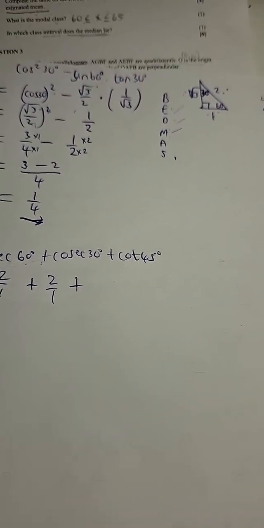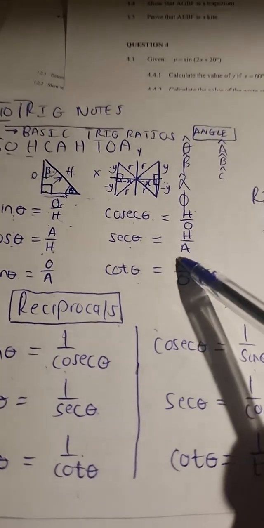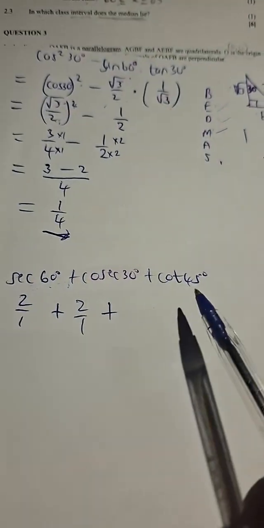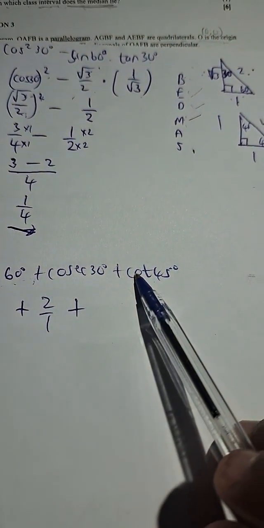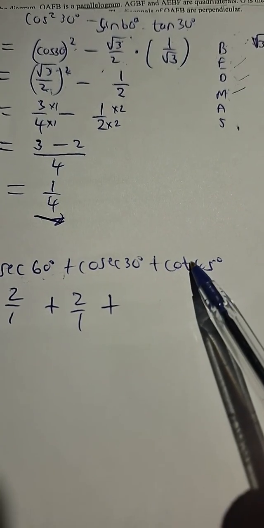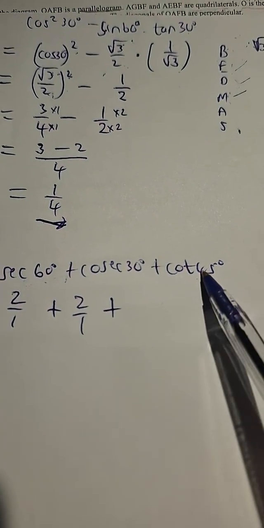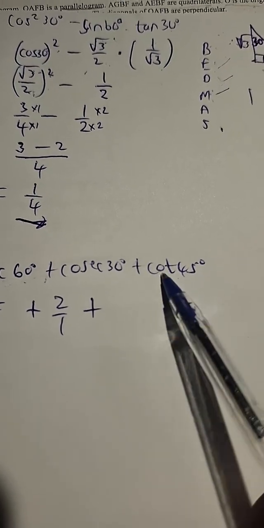Plus cot 45. What is cot? Cot is adjacent over opposite. So I'm going to go to the 45 degree triangle. What is the 45? The 45 is 1, 1, root 2, with a 90. So they want cot 45. Okay, I'm going to come back to it. I'm going to look at it again. If I messed up, I'm more than happy to admit that I messed up because I'm not flawless.